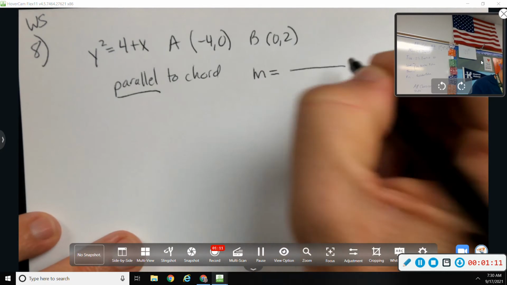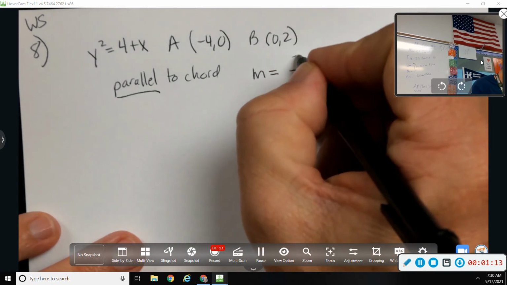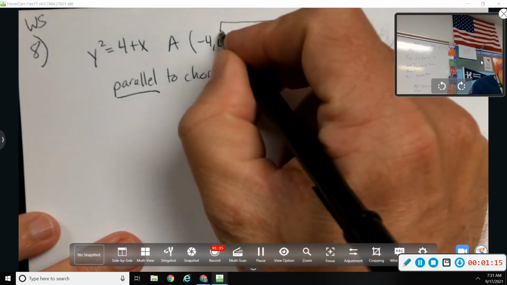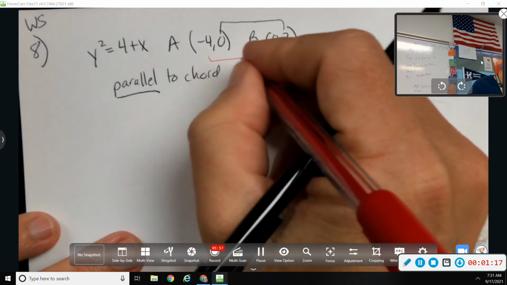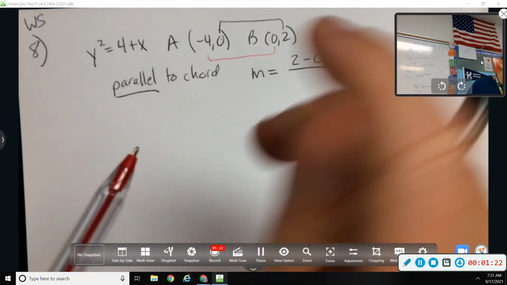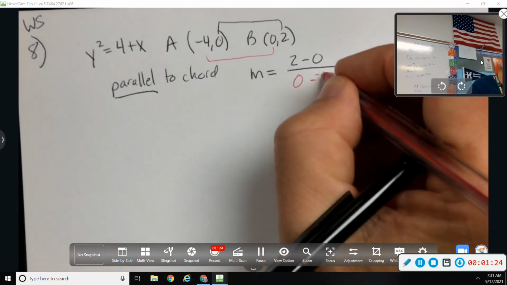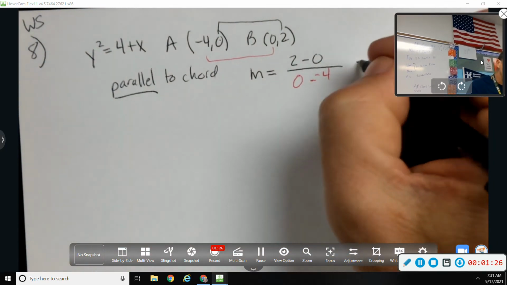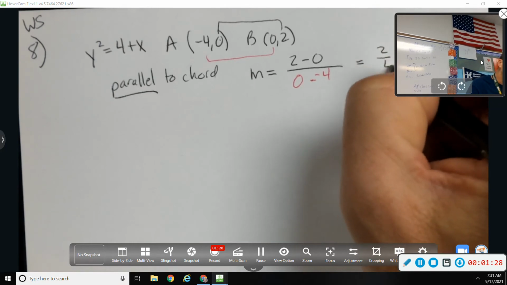So good old Algebra 1 slope. 2 minus 0 over, make sure we get these in the right order, 0 minus negative 4. So 2 over 4 is 1/2.